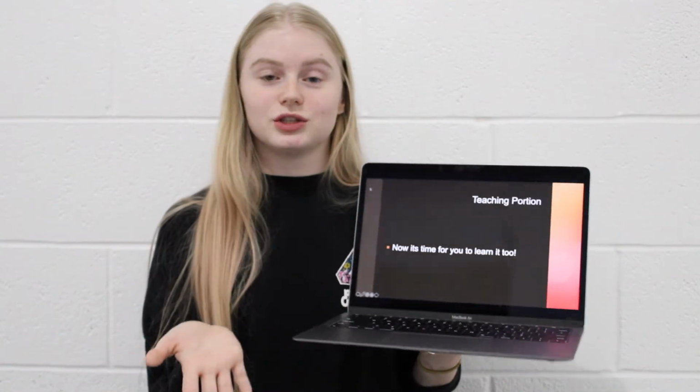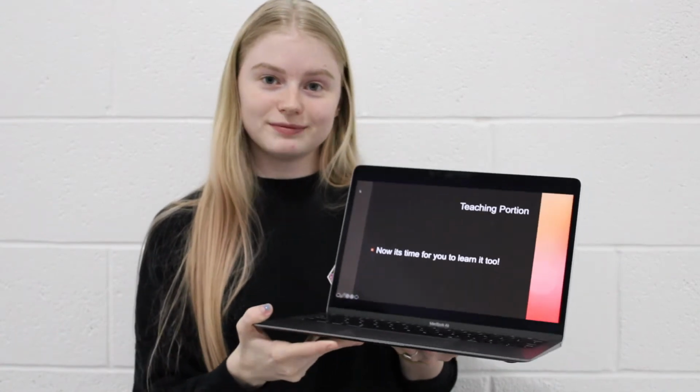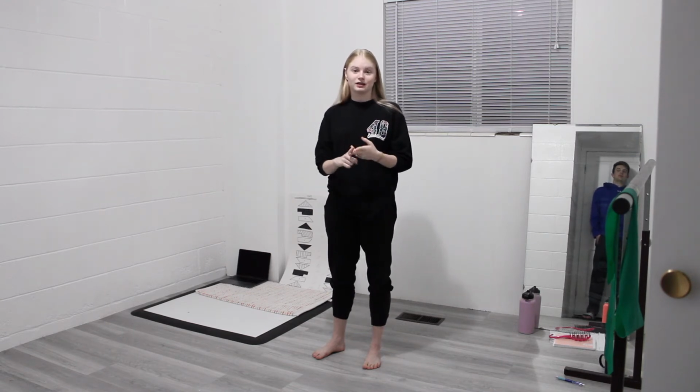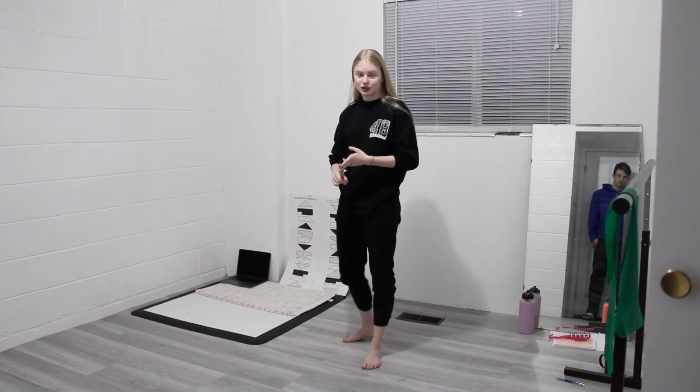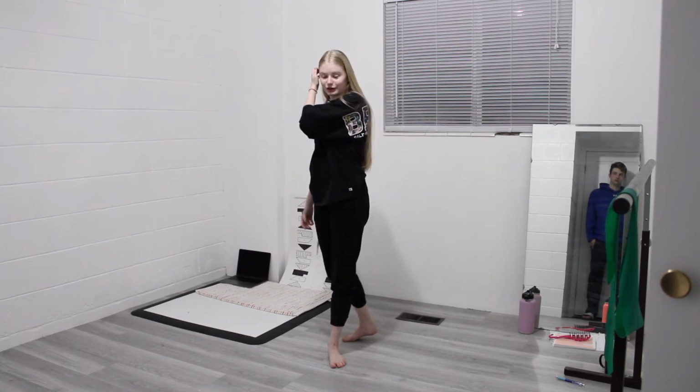So now I'm going to teach you the first section of the variation. Okay, so for this variation, first I'm going to start by telling you that everything is going to be done with direct space, and it is going to be done in sudden time. But right now I'm going to slow it down for you so that we can learn it.